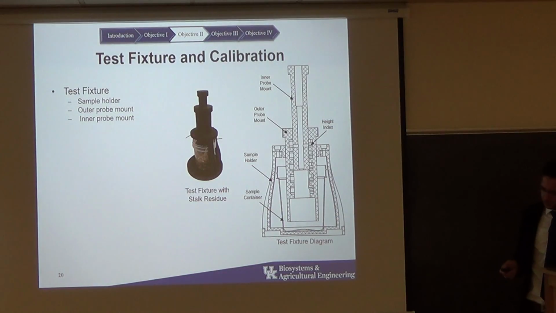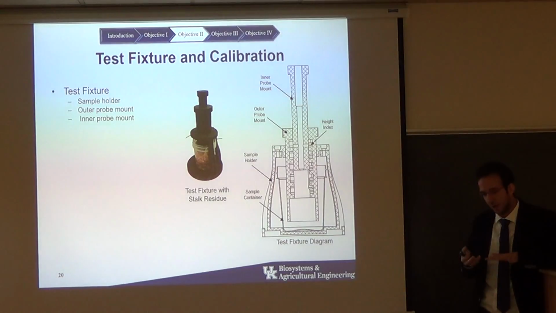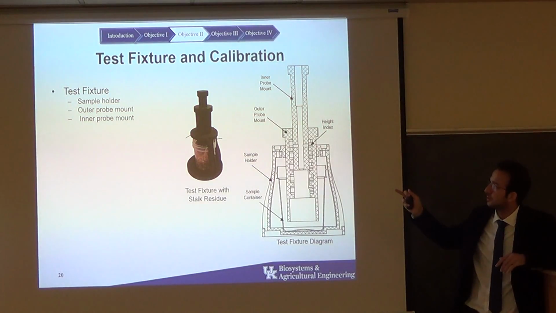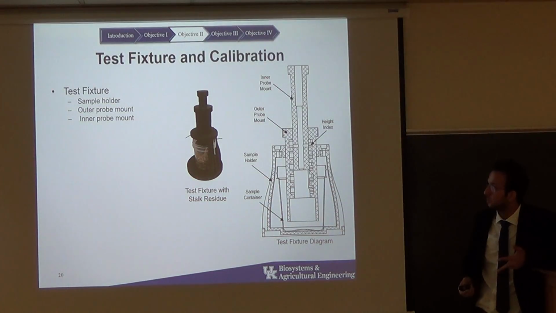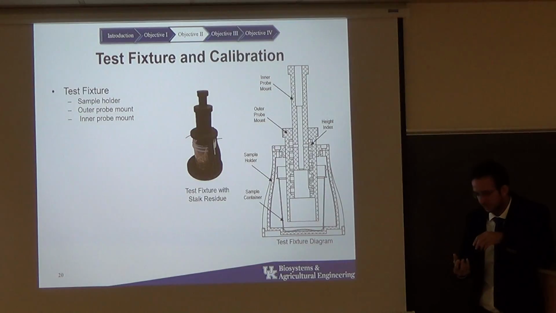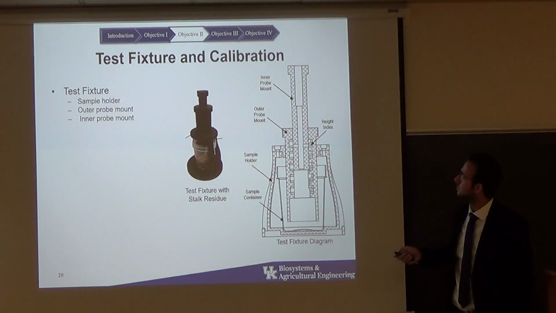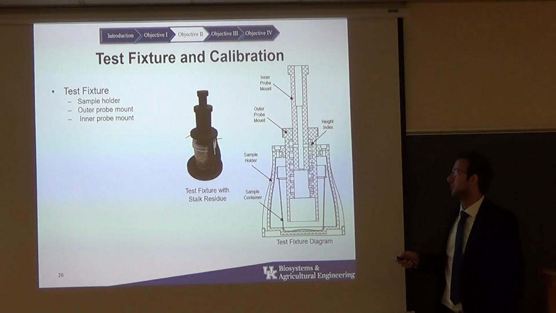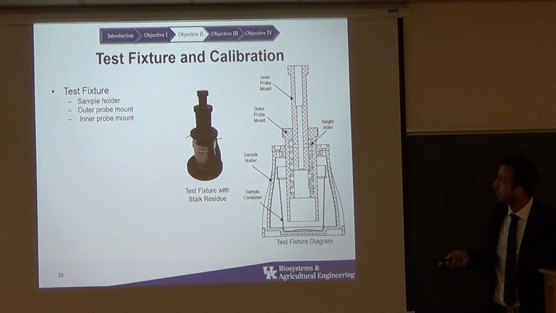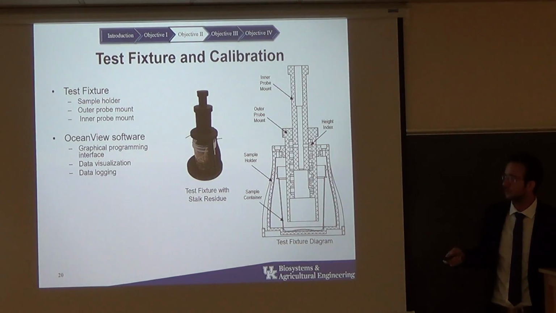To be consistent, we need a consistent method to minimize the variability of our sampling because of the height of the probe. So we use this test fixture. It has three main components: the sample holder, outer probe mount, and inner probe mount. The sample holder is for centering the sample underneath the probe. The outer probe mount rests directly on the sample surface, and the inner probe mount is for setting the height of the probe. And OceanView software was used to configure the spectrometers and also for data logging.